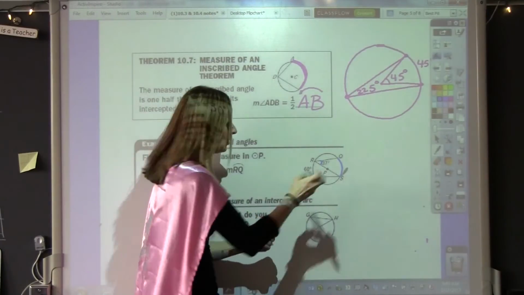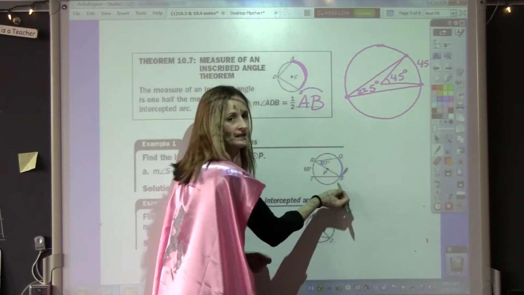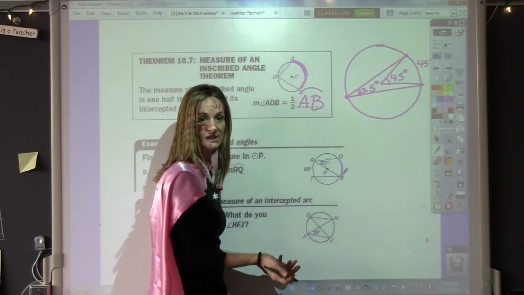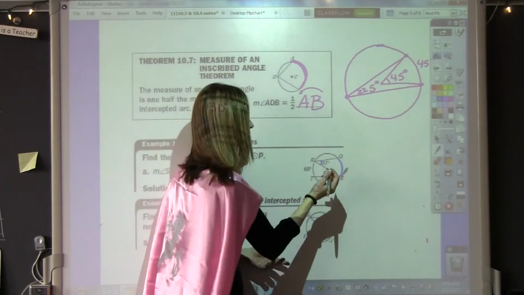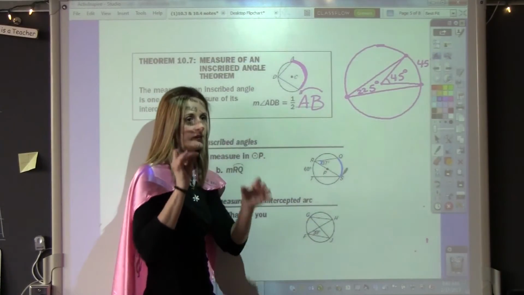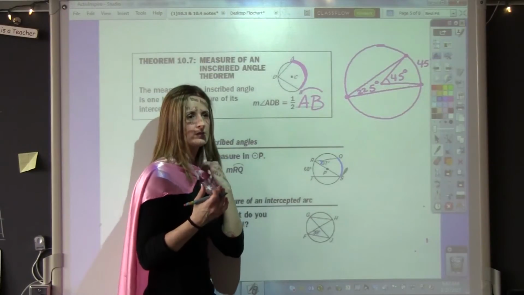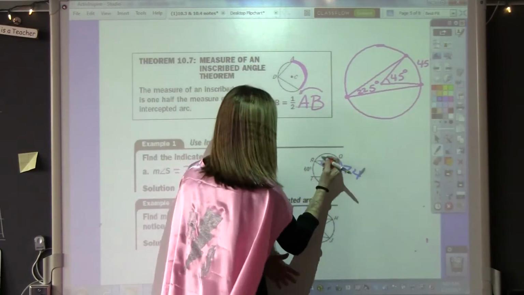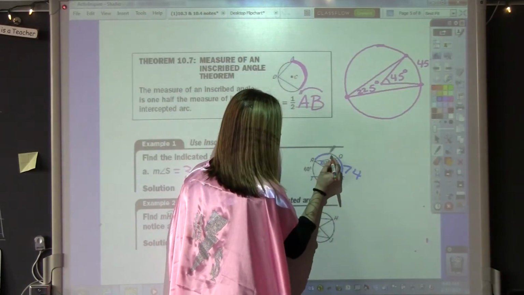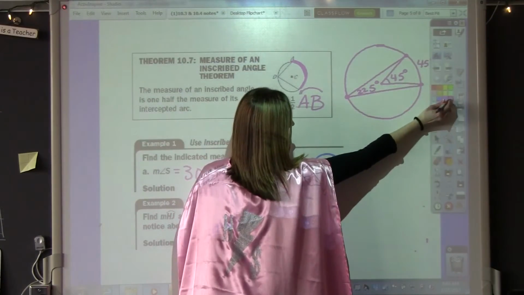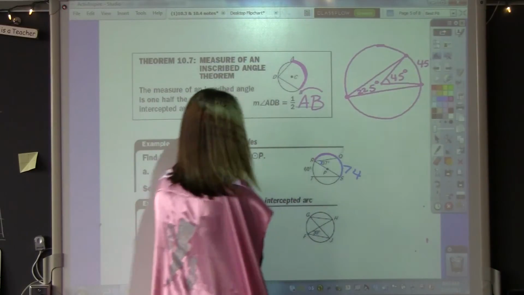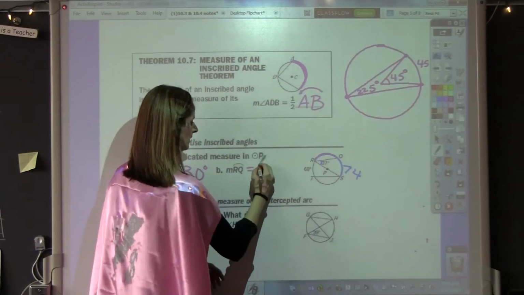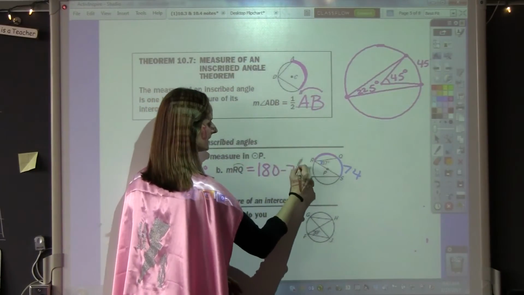Okay, so what should the measure of this arc QS be? Double, which is? 74. Okay, 74. So now we're almost done. Different color. So that's going to be, what's 180 minus 74?